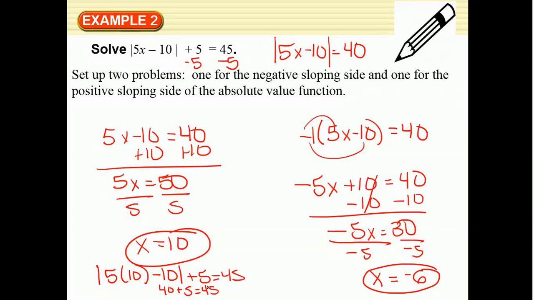Absolute value of 40 is just 40. And 40 plus 5 does equal 45. So that checks out. No problems there. Let's try negative 6.